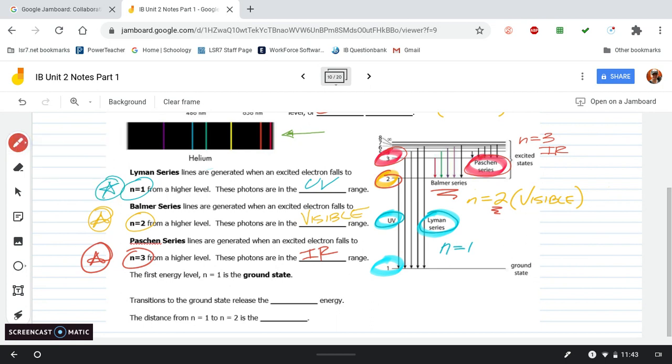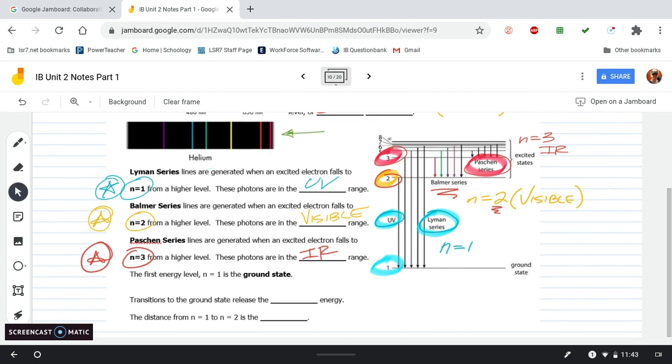Okay, so let's take a look here pretty quick. Transitions, and this is something to memorize as well. All kinds of things to memorize, I guess. So right here, transitions to the ground state. So ground state is n equals 1, right? That's the ground state. So transitions to the ground state, meaning if you hit number 1, which is closest to the nucleus, they are going to release the most energy. That is a test question. Always comes up on the test.